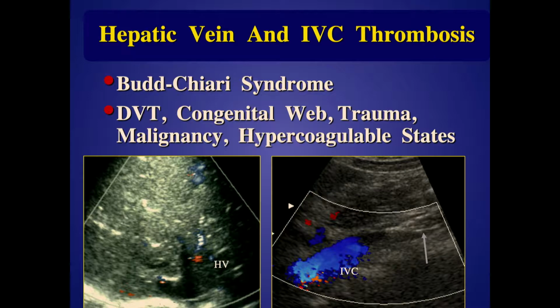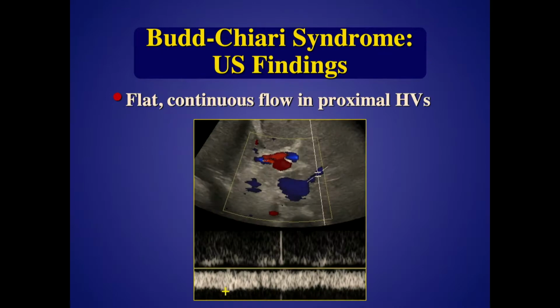We also see it related to trauma, underlying malignancy, such as HCC or a renal cell, and obviously it can be due to hypercoagulable states. Now, similar to what we would see with portal vein thrombosis, where you lose the phasicity, when you have obstruction of the IVC and the hepatic veins, we lose that pulsatility. And again, you get more of a flat, continuous looking flow pattern, as we do here in this patient that has IVC thrombosis.